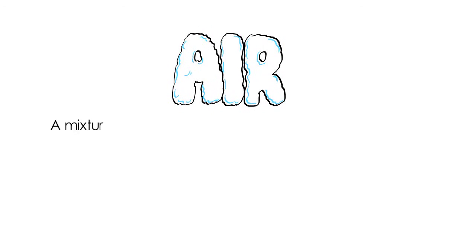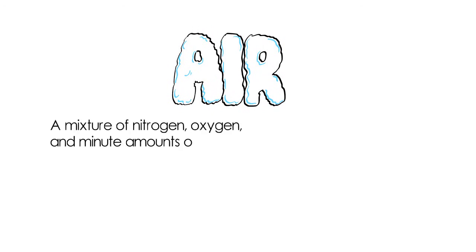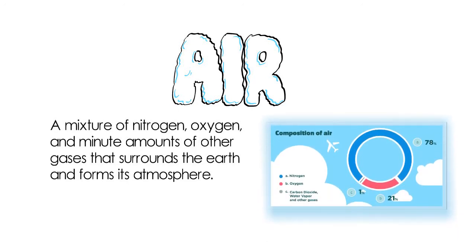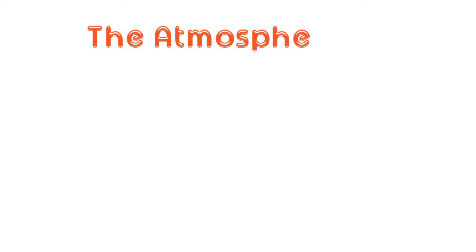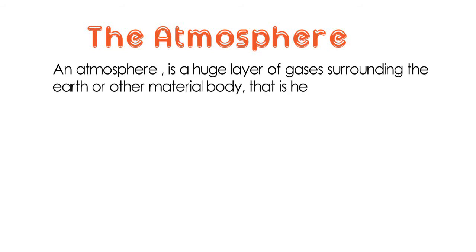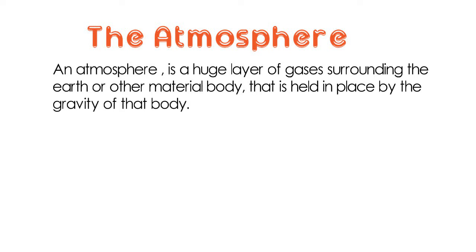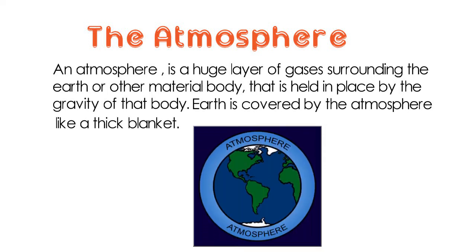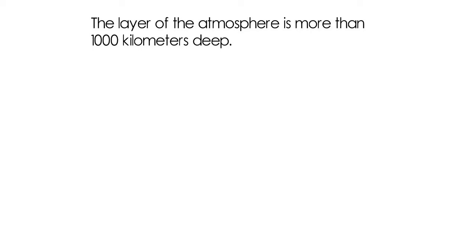Air. A mixture of nitrogen, oxygen, and minute amounts of other gases that surrounds the Earth and forms its atmosphere. The atmosphere. An atmosphere is a huge layer of gases surrounding the Earth or other material body that is held in place by the gravity of that body. Earth is covered by the atmosphere like a thick blanket. The layer of the atmosphere is more than 1,000 kilometers deep.